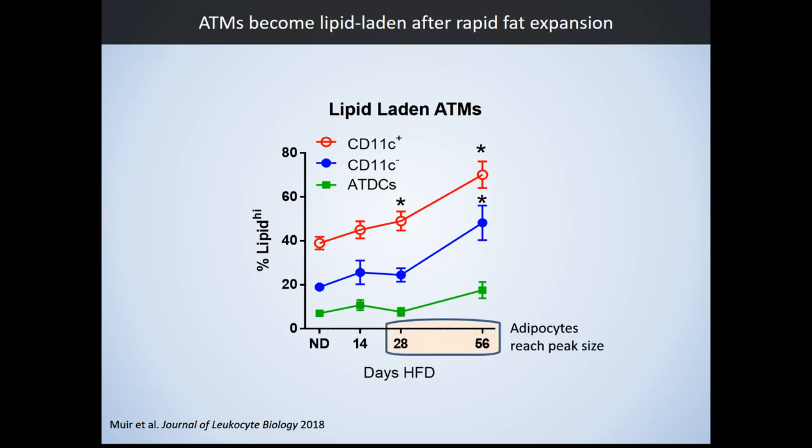And interestingly, this is exactly when adipocytes reach their peak size. So this could indicate some kind of ectopic lipids within the tissue that the macrophages are accumulating. And noting that ectopic lipids can be toxic to cells and tissues, this could become a big problem for the tissue, and the macrophages may actually be responding to this.